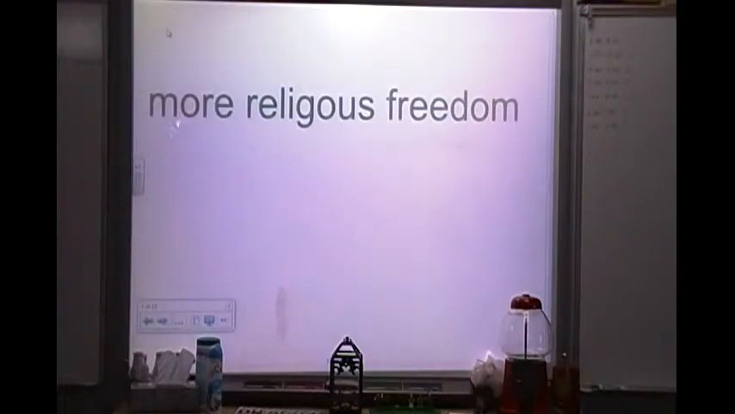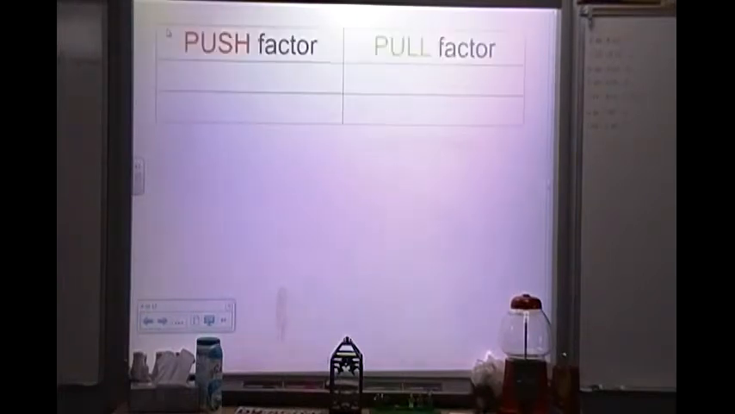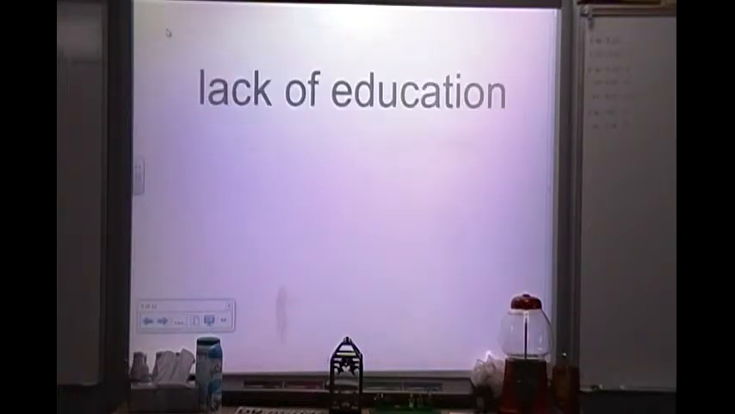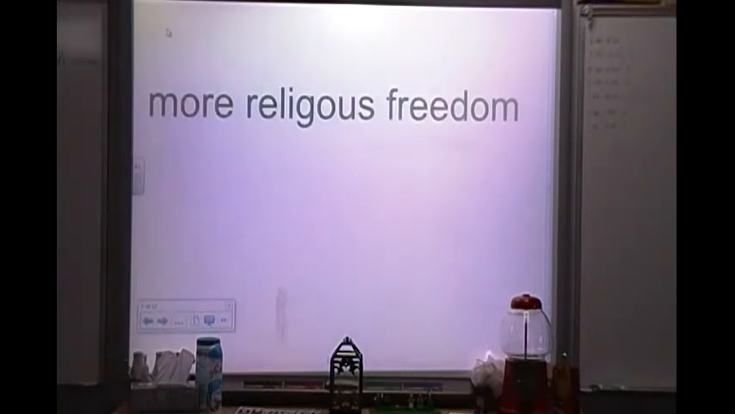Okay, first word is more. So this sounds good. Unless it says more poverty. More religious freedom. It's a pull factor. It's a pull, so go ahead and write it into your pull side.